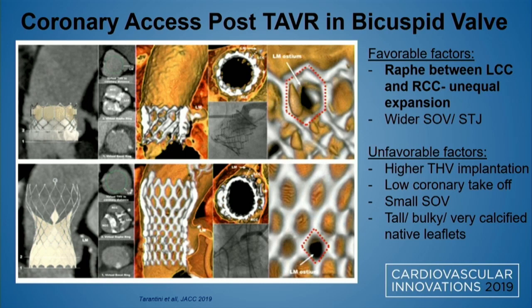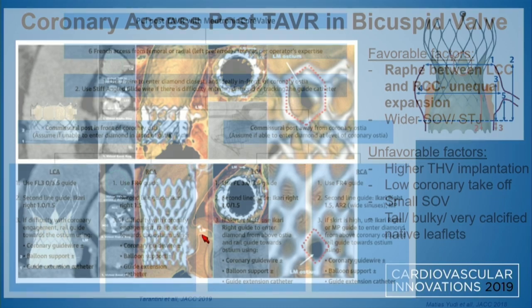In case of bicuspid valves, one favorable factor that I want to mention is having the raphe between your left coronary cusp and the right coronary cusp. This causes unequal expansion of the valve, creating space between the stent, the frame of the valve, and the coronaries, and so this is much better to engage.